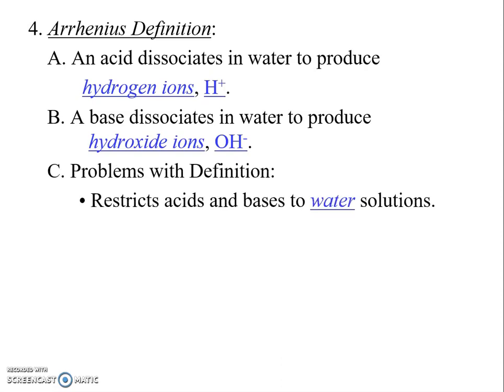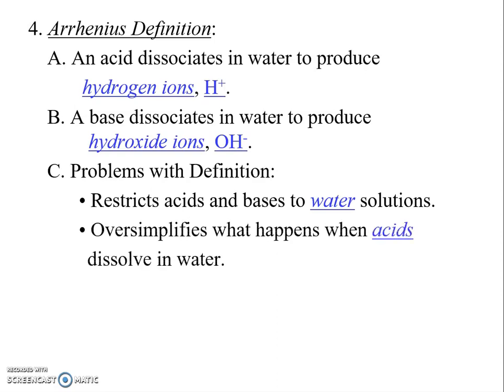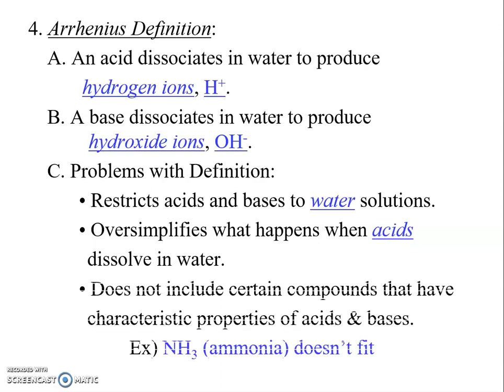A couple of problems with that definition: it restricts the definition to only acids and bases existing in water solution. And it simplifies a little bit what happens when acids dissolve in water, and we'll talk more about some of these definitions as we go along. It also did not include certain compounds that do allow OH- to be produced in solution, which again we'll talk about more down the road, but ammonia, NH3, is one of them.